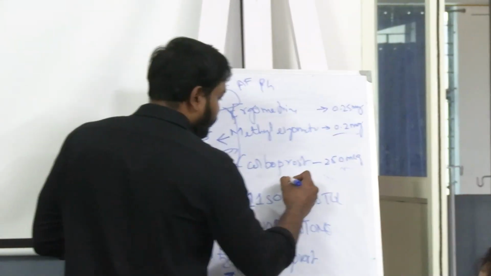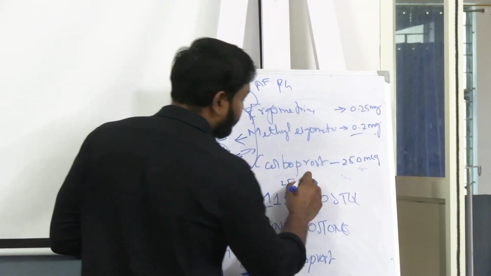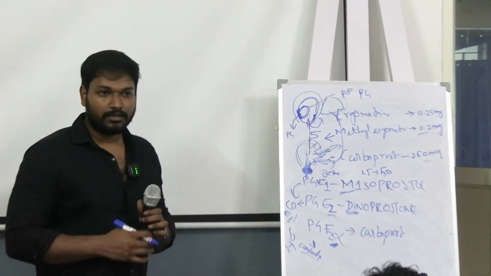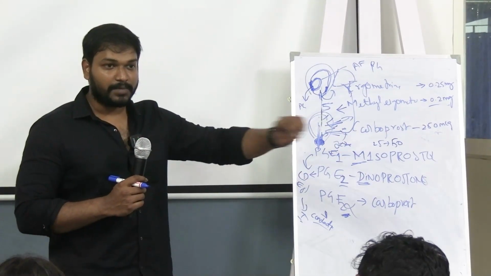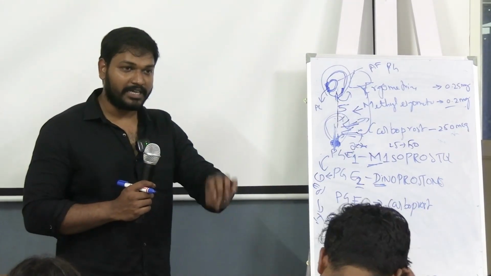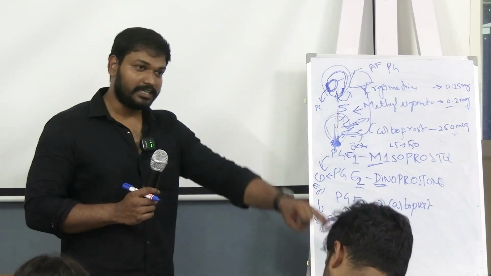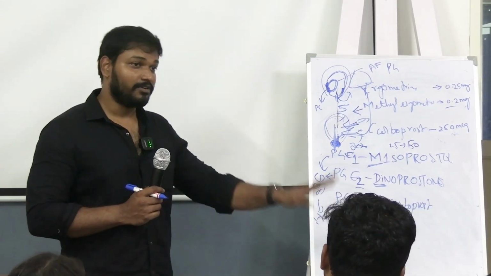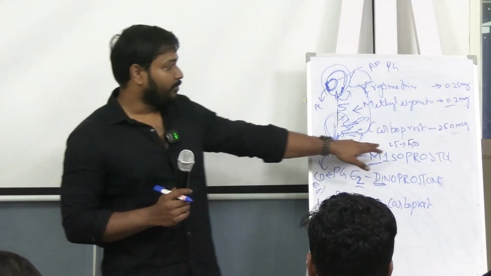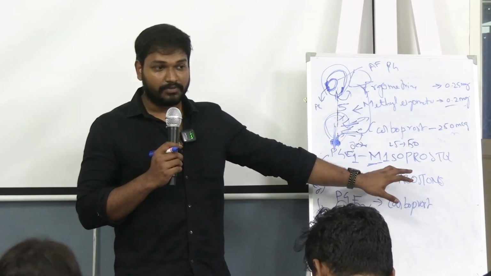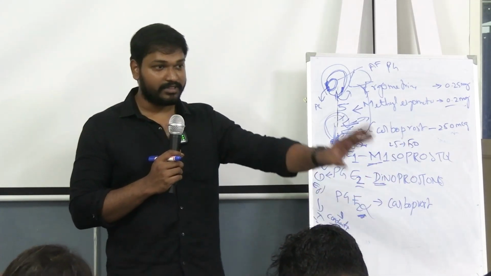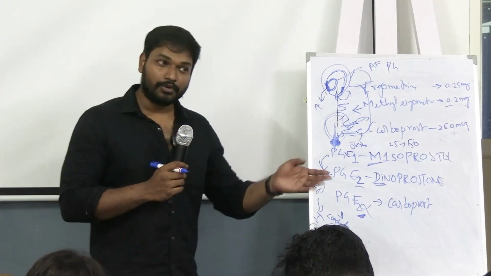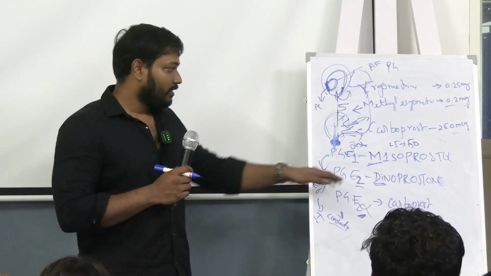For induction, we give 25 to 50 microgram of misoprostol. The tablet can be taken orally, rectally, vaginally, or sublingually. Any form you can give. 25 to 50 microgram you will give vaginally every 3 to 4 hours. You will repeat for 4 doses. Likewise we will give.